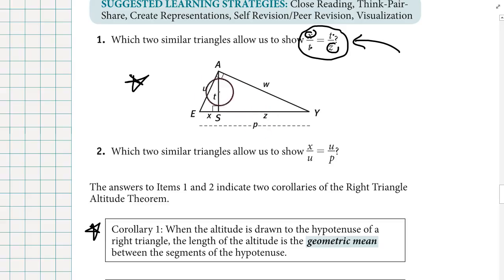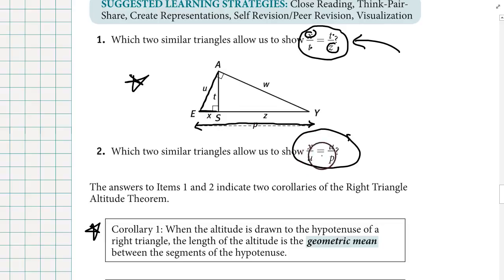Because of the different similar triangles in the figure, we could create another proportion, which you see right here. Think about what these are. Again, x is that short piece of that original large triangle. It's also the shortest leg of the small right triangle. U is the hypotenuse of the small right triangle. In the original triangle, it was its short leg. What's the p? P is the hypotenuse of the original largest triangle.